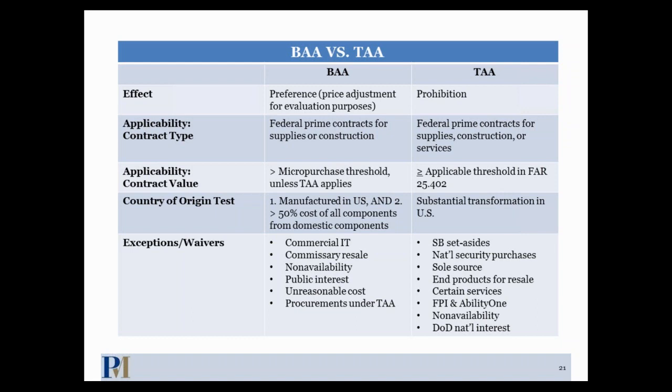For contract value, as we're talking, BAA is when it's over the micro purchase threshold unless TAA applies. And then TAA has the various thresholds that are listed in the FAR: 180,000 for services or supplies, and then close to 7 million for construction. And then the different COO tests, and then the different exceptions and waivers listed here. So you've just got your handy little comparison. Yeah, I think that's a good at-a-glance.